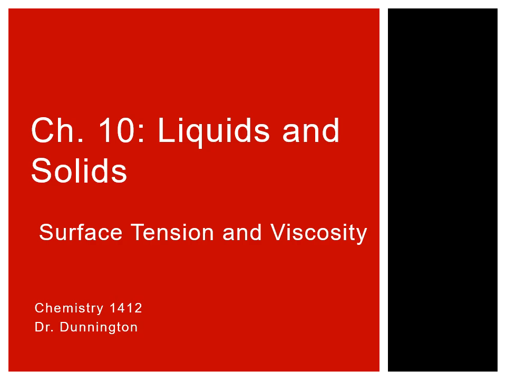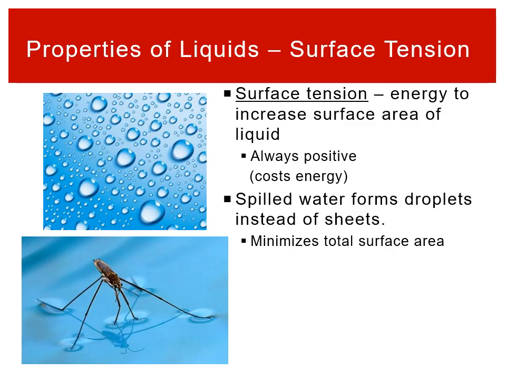Continuing our discussion of liquid properties, we're going to talk about surface tension and viscosity. Surface tension is the energy to increase the surface area of a liquid, and that is always positive. So what that means is that if you have a liquid, the surface area would be the size of the liquid that's exposed to the air.